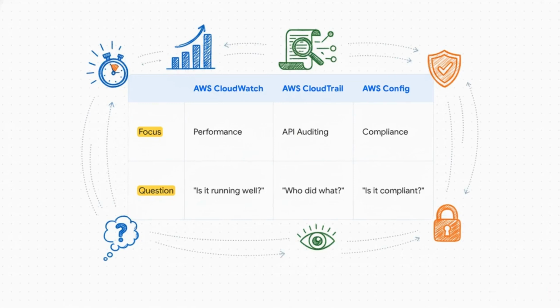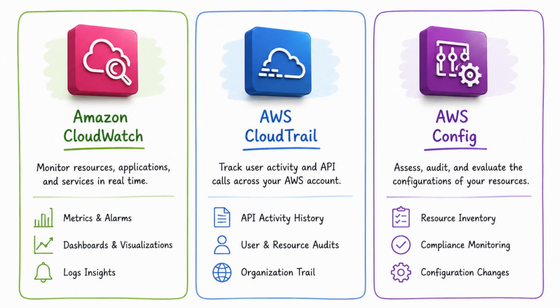CloudWatch is all about performance. It answers, is it running well? CloudTrail is your audit trail. It answers who did what. And AWS Config is your compliance watchdog. It answers, is it compliant? Each tool has a very specific and very important job to do. And when you bring these services together, you get something incredibly powerful: total visibility.